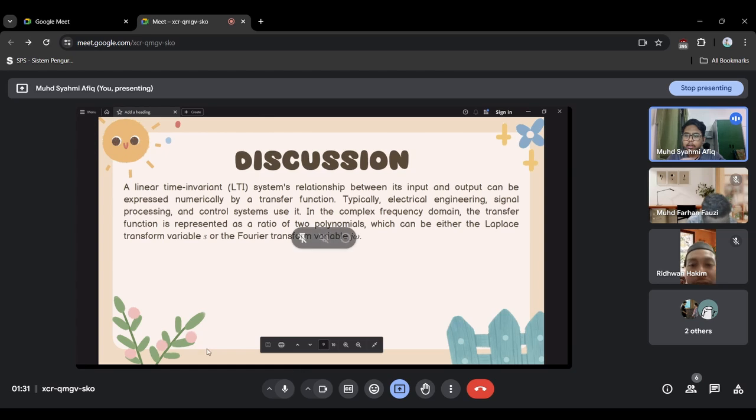Discussion. A linear time invariant (LTI) system's relation between its input and output can be expressed numerically by a transfer function. Typically, electrical engineering, signal processing, and control systems use it. In the complex frequency domain, the transfer function is represented as a ratio of two polynomials, which can be either in the Laplace transform variables or the Fourier transform variables.